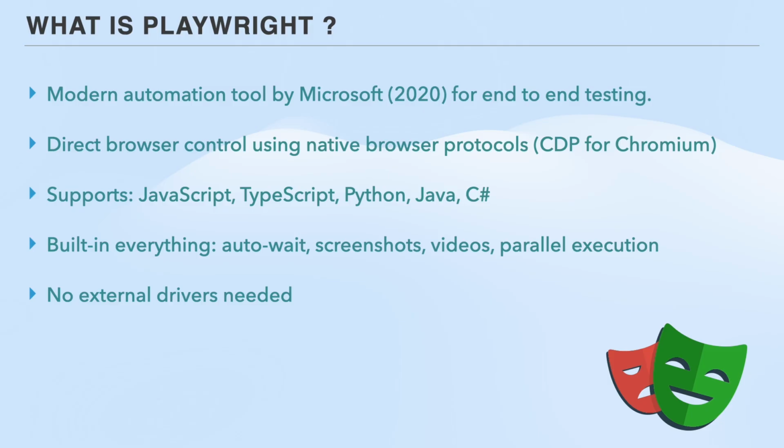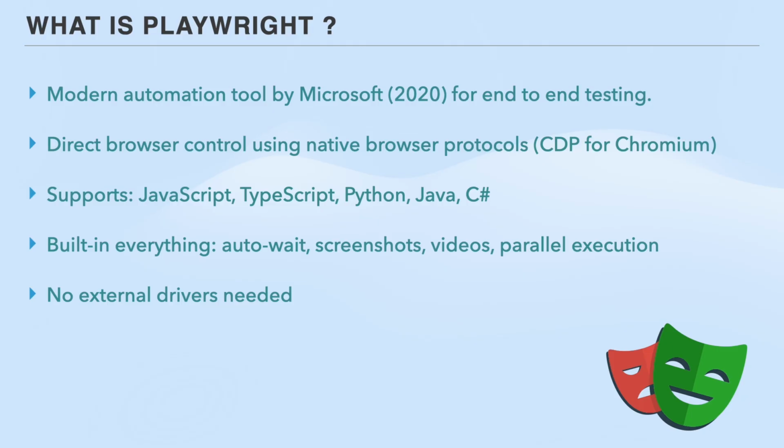And what do we mean by end to end automation? It means Playwright supports both UI and API testing. So, it allows you to test complete user workflows from front end to back end. Playwright supports following programming languages: JavaScript, TypeScript, Python, C Sharp, and Java.